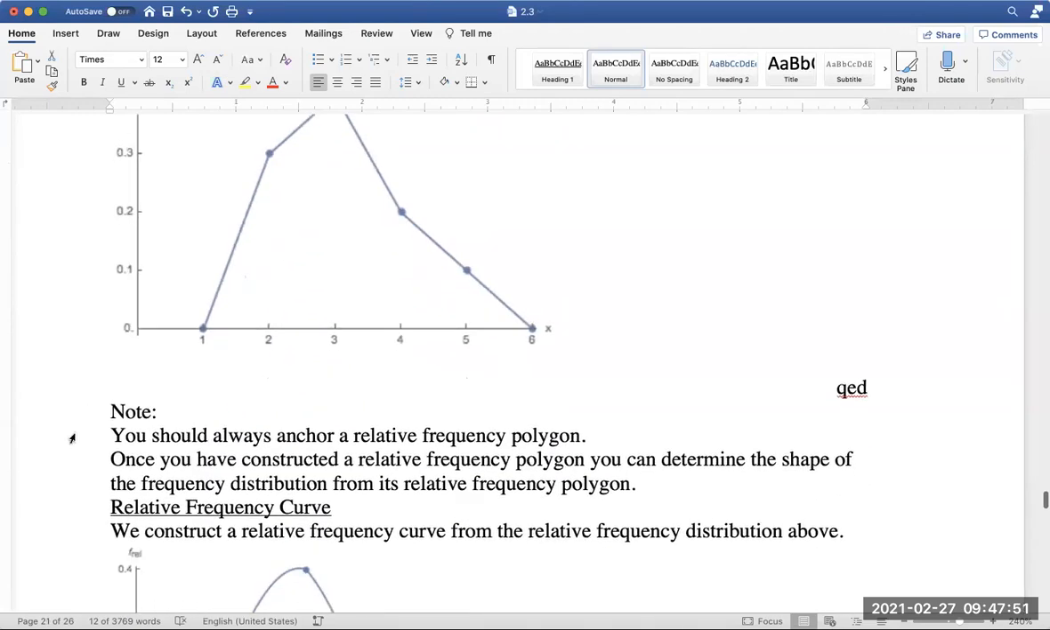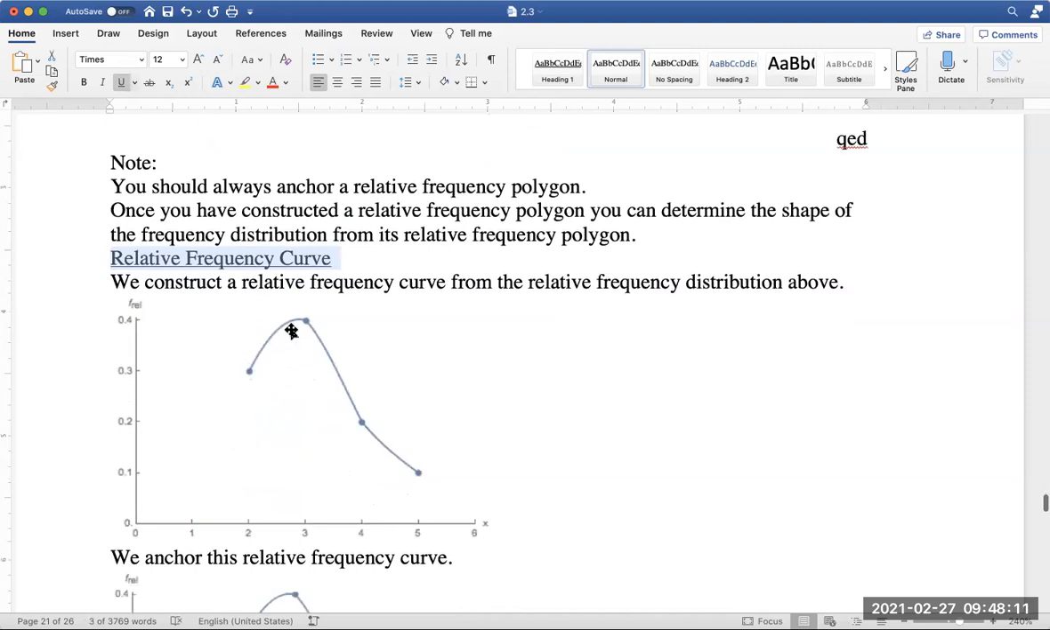So you should always anchor relative frequency polygons. Once you've constructed a relative frequency polygon, you can determine the original shape of the distribution from this relative frequency polygon.